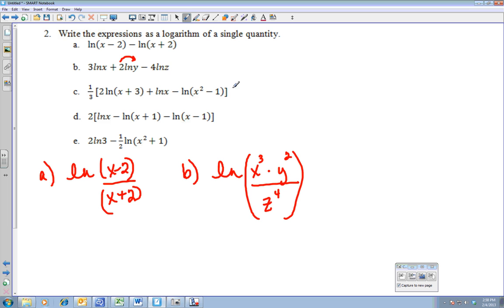Part C, I'm going to write it out here. Okay, part C, let's see what we have. I know this whole thing is to the 1/3 power, because this 1/3 has everything in parentheses, so I'm going to put that at the very end. So whatever I have is going to be to the 1/3 power. Then I have natural log of x plus 3 with this 2 in front, so I know I have natural log x plus 3, and that's being squared, plus, so that means times, x minus x squared minus 1.